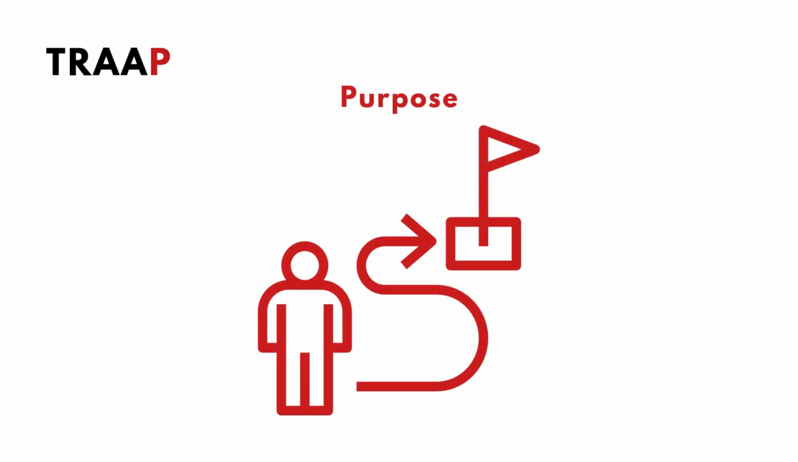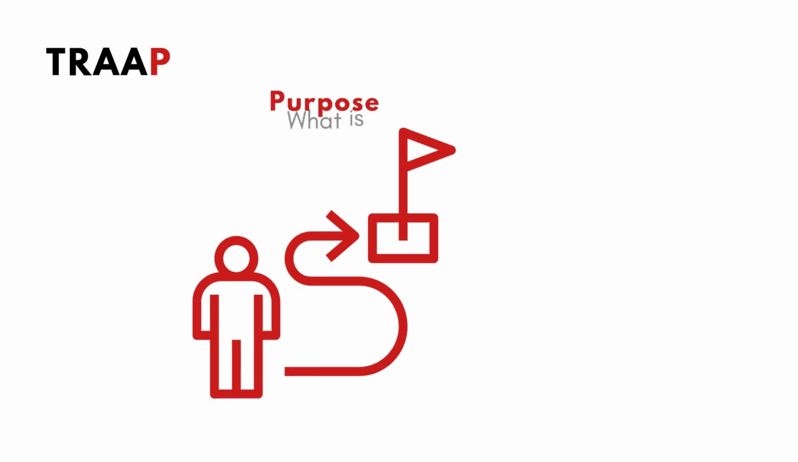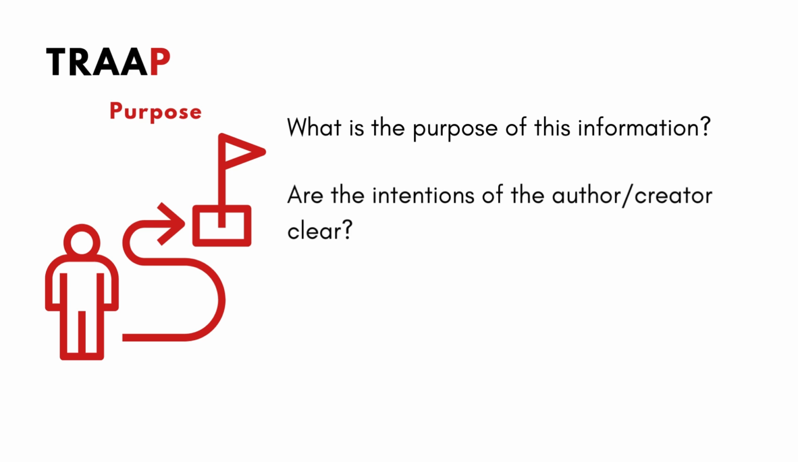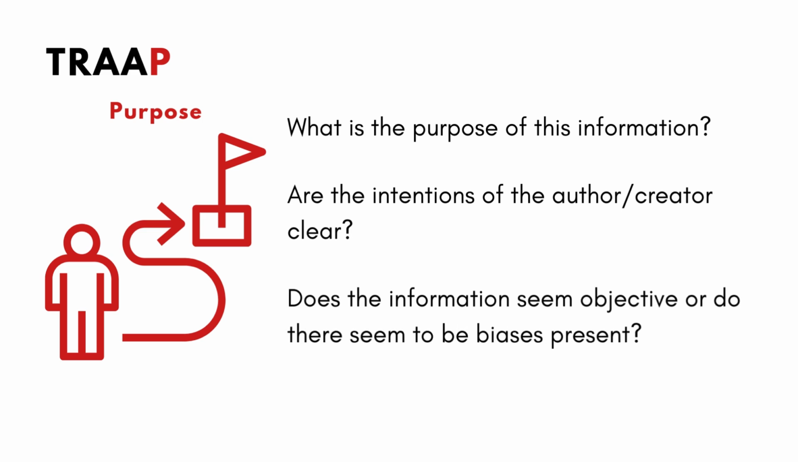Finally, we have purpose. All information is produced for a reason, and knowing what that reason is can help us in the evaluation process. Ask yourself, what is the purpose of this information? To educate, persuade, entertain, or sell? Are the intentions of the author or creator clear? And does the information seem to be objective, or do there seem to be biases present?